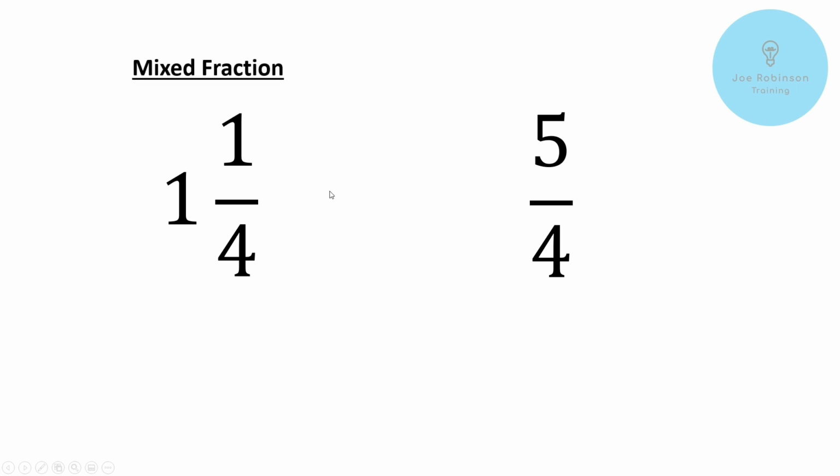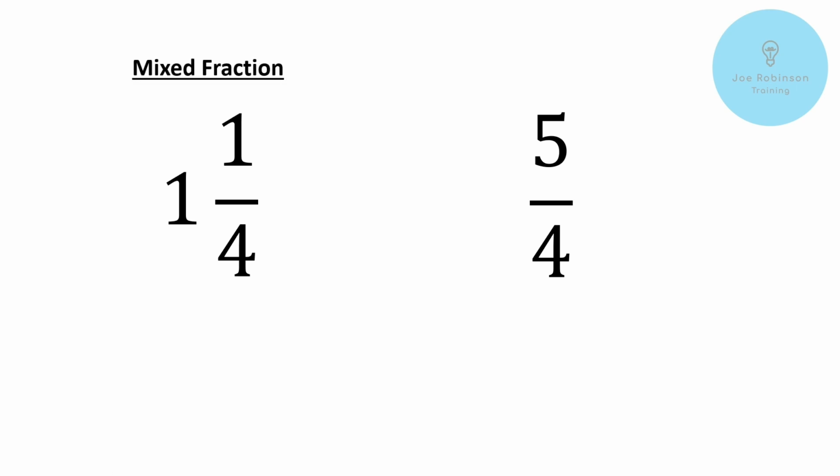So on the screen here we've got two fractions. Now when you look at these, they might start to look just a little bit different to what we've seen previously. On the left hand side of the screen we've got this 1, and then right next to it we've got 1 over 4. The way to think of this is it's almost like 1 and whatever's written here. So it's 1 and 1/4. And this is what we refer to as a mixed fraction. So this is a mixed fraction.